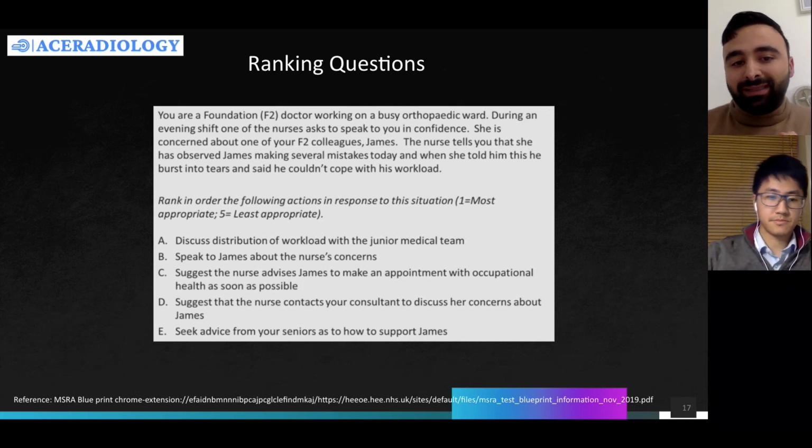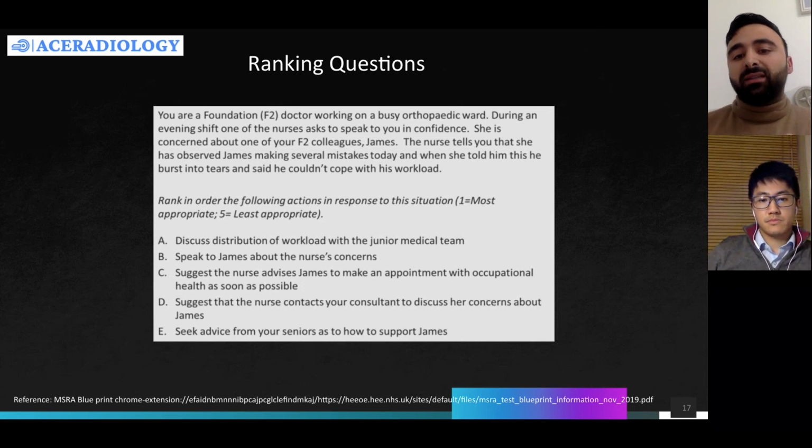So if we read D, suggesting that the nurse contacts your consultant to discuss her concerns about James, is that more appropriate, or would it be seek advice from your seniors as to how to support James? So in the NHS, as you know, there's a way to work up escalation. So to me, E would be more appropriate over D before going to your consultant, because again, you're showing initiative and you're going to your seniors. So that would be the way I rank it.